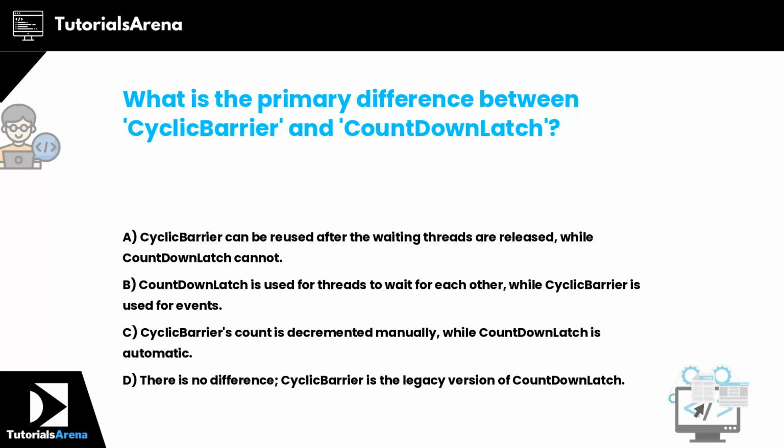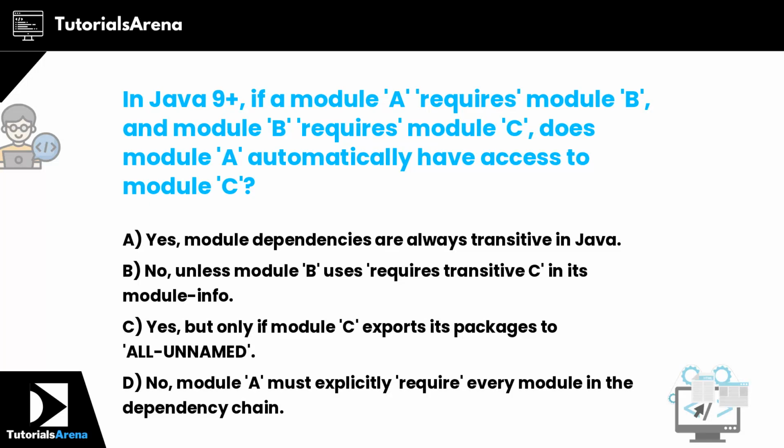What is the primary difference between CyclicBarrier and CountDownLatch? Answer is A. CyclicBarrier can be reused after the waiting threads are released, while CountDownLatch cannot. In Java 9+, if module A requires module B and module B requires module C, does module A automatically have access to module C? Answer is B. No, unless module B uses requires transitive C in its module-info.